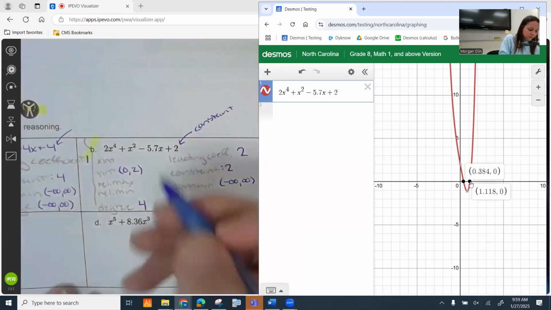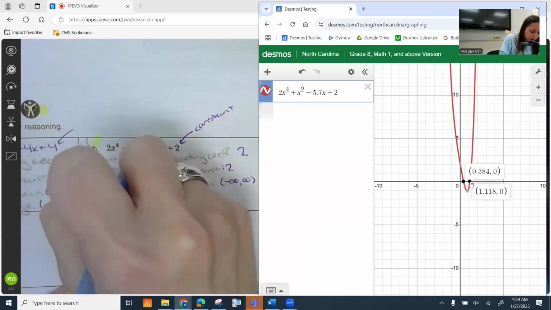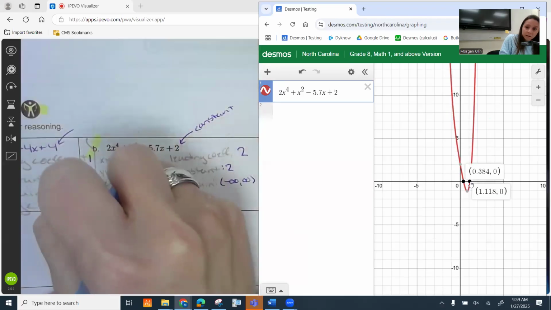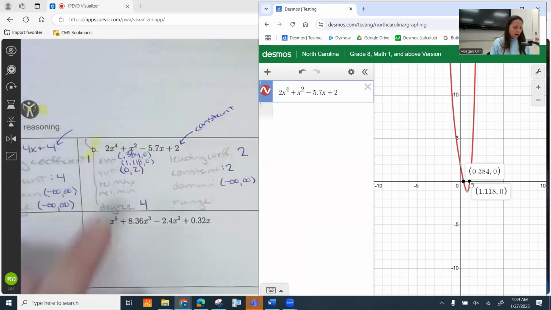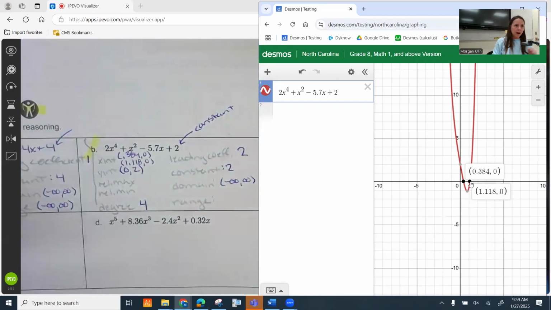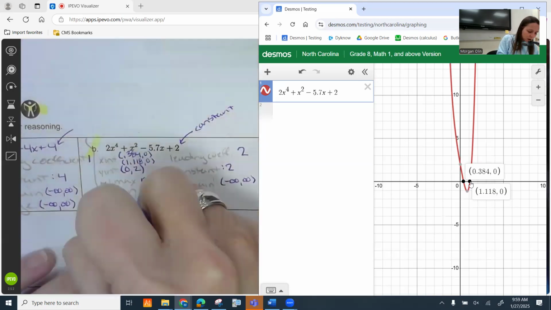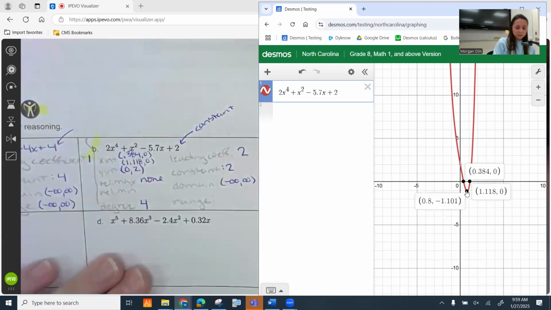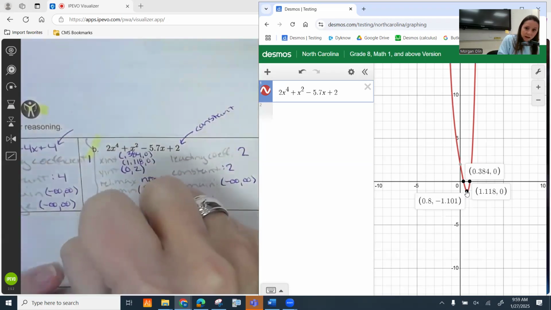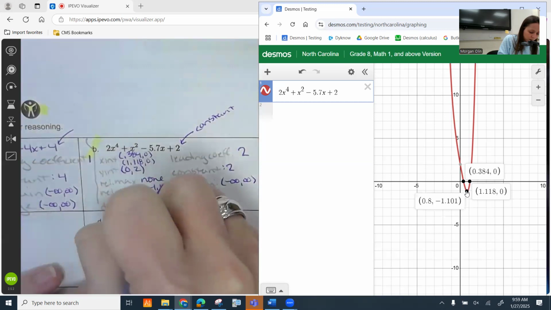Here are our x-intercepts. They're not nice. It's okay. So 0.3840 and then 1.1180. All right, relative max. Well, do we have a high point here? No, we don't have a high point. So we're going to say none. Relative min, I do have one. Here's our relative min. It's at (0.8, -1.101).